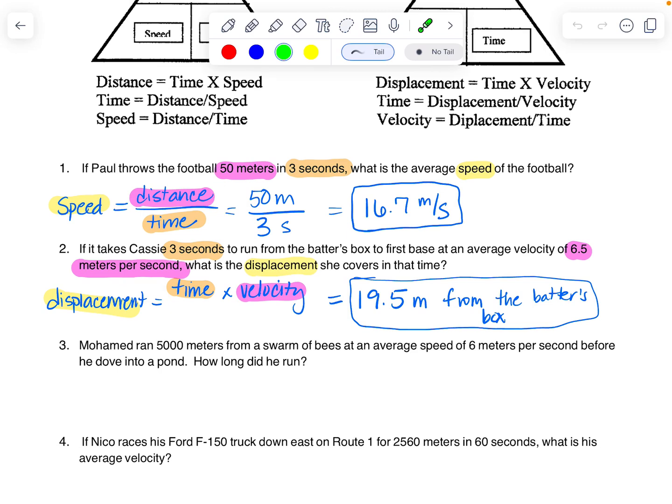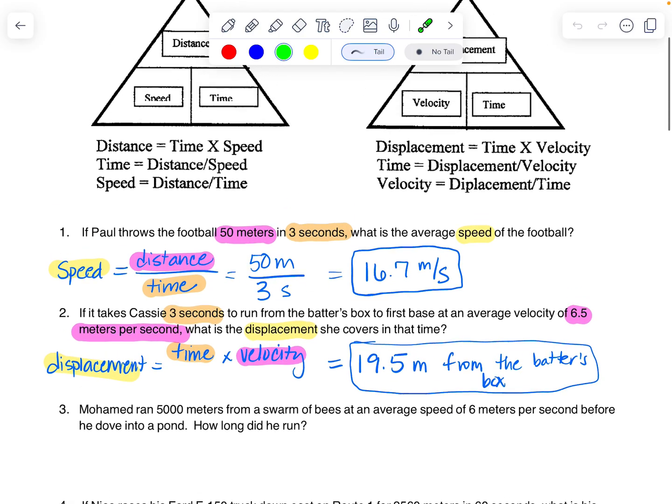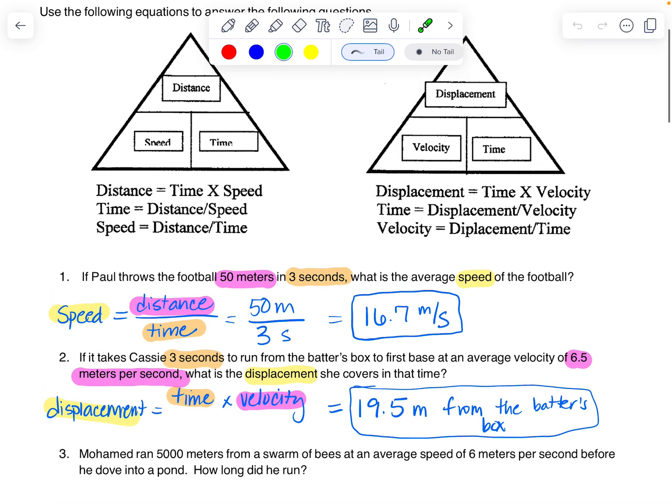So this video is for the distance and displacement problems, speed and velocity that we were working on in class. I already did the first two with you in class. The first one, if Paul throws the football 50 meters in 3 seconds, what is the average speed of the football? Remember, you've got all your formulas up here.